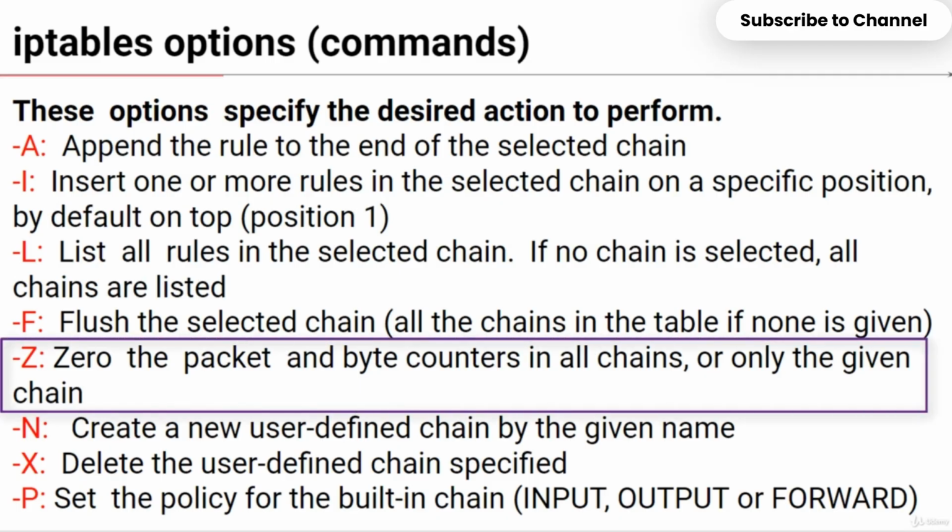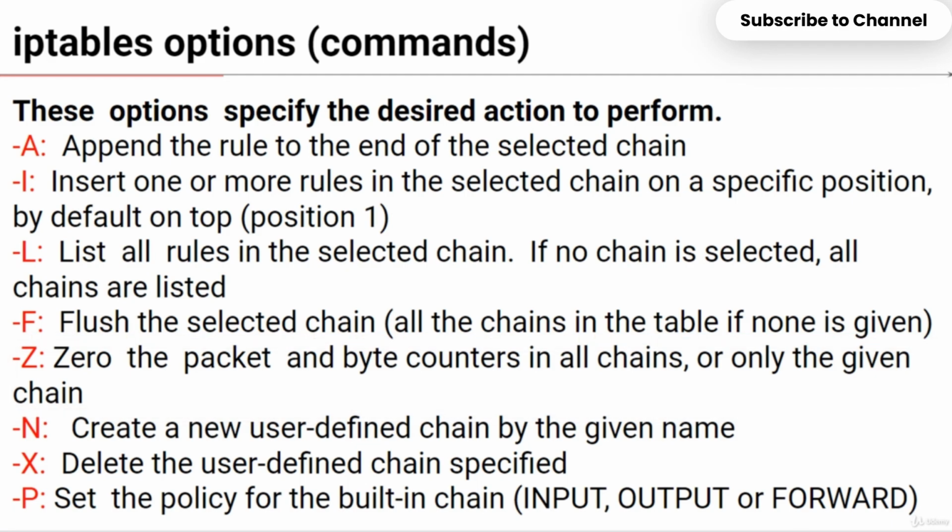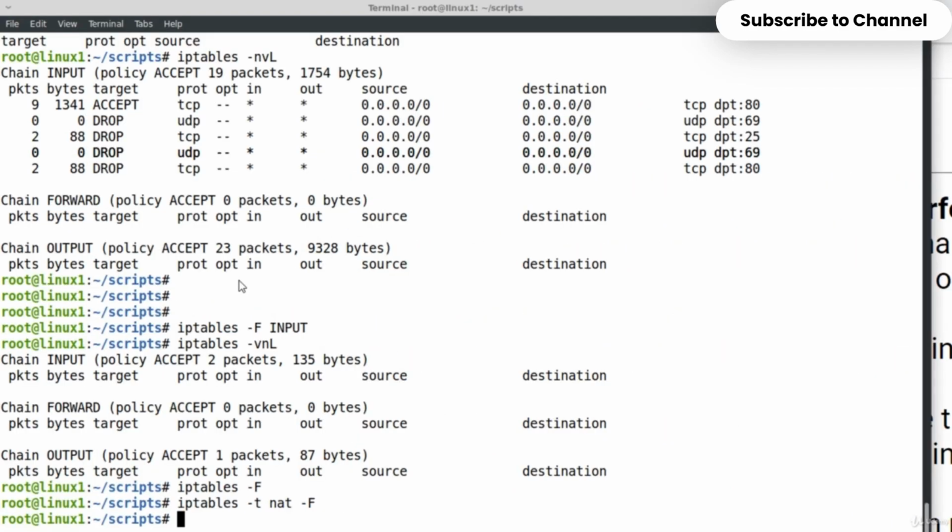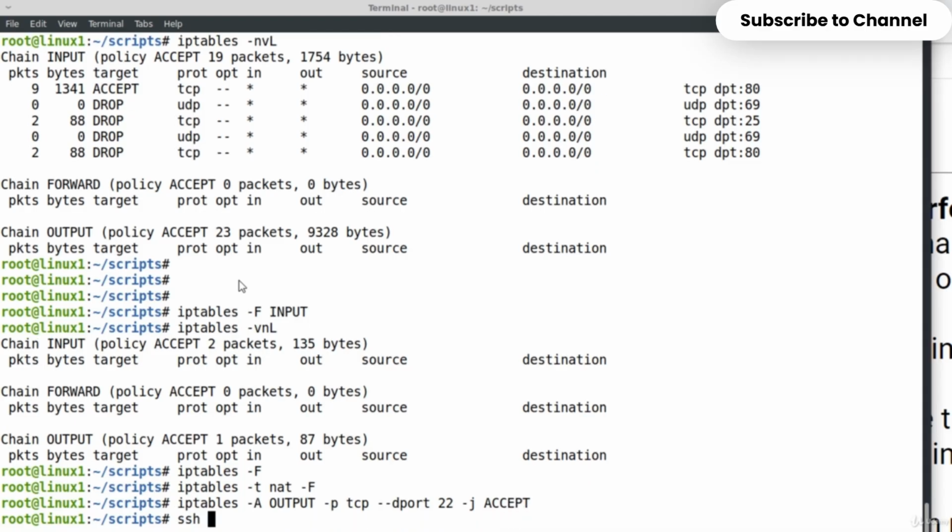-Z means zero the packet and byte counters in all the chains or only in the given chain. Let me show you an example. I'll add a rule to the OUTPUT chain that accepts outgoing SSH traffic, or traffic to a remote SSH server, this Linux being the SSH client. iptables -A OUTPUT -p tcp --dport 22, the packets going to port 22, -j ACCEPT. And I'm connecting to a remote SSH server just to have some matched packets.